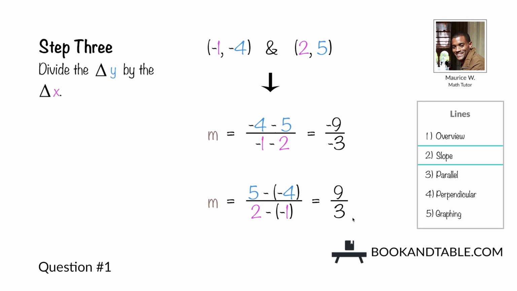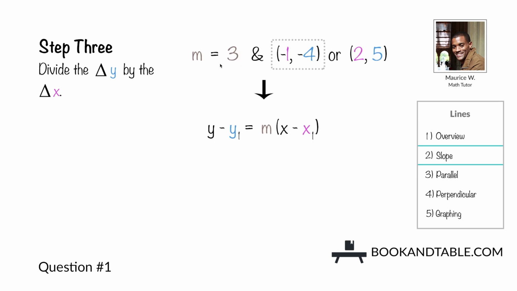So step 3, divide the delta y by the delta x. The delta y is the numerator, delta x is the denominator. So when you divide negative 9 by negative 3, you'll get positive 3. 9 divided by 3 is positive 3. So we see that our slope is equal to positive 3.